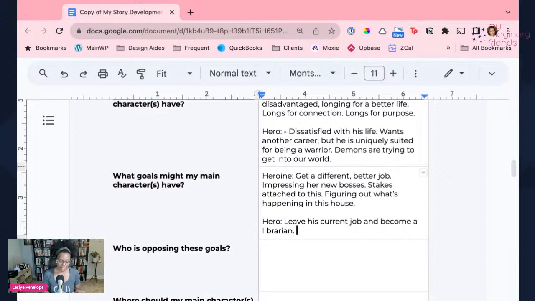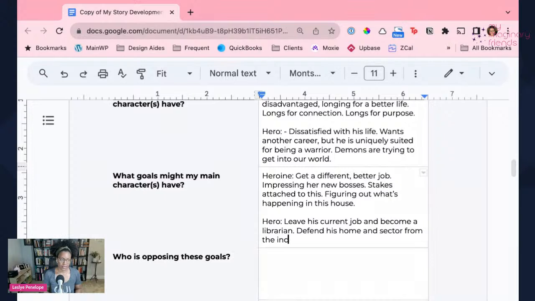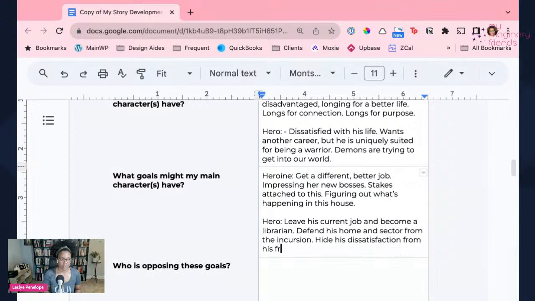What other goals might he have? So, this threat is still happening. So he's got to still defend his home and land or his sector. I think they're assigned different sectors, these warriors, from the incursion. I think he wants to hide his goals from his friends, and hide his dissatisfaction from his friends. And then as the love story commences, he wants to get to know the heroine more.